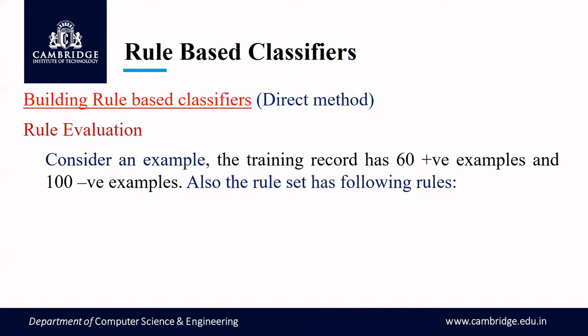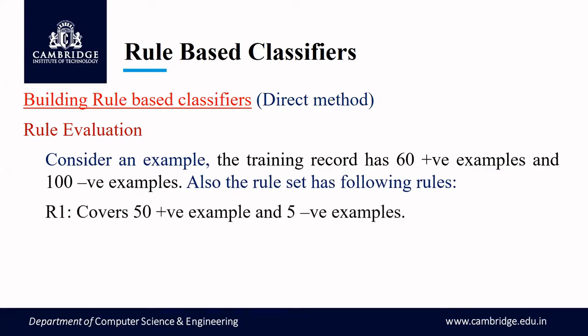Now consider there is a training set which has 60 positive examples and 100 negative examples, which means in the training set I have a total of 160 records. Out of which 60 records are positive examples and 100 are negative examples. So what are positive and negative? You know that, right? We have studied it with respect to sequential covering.